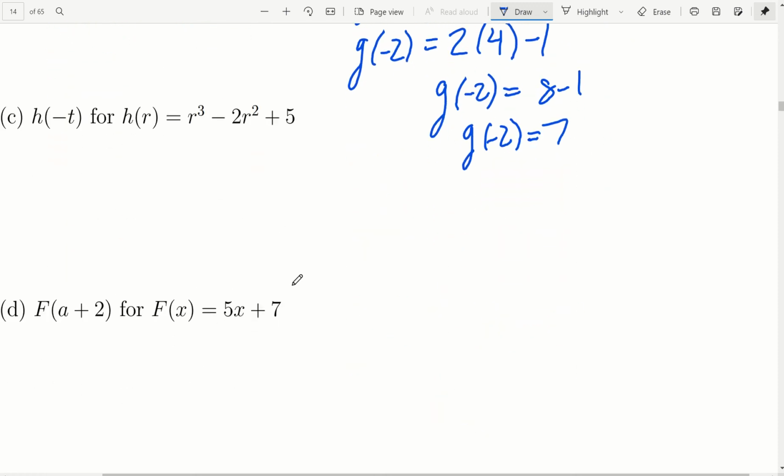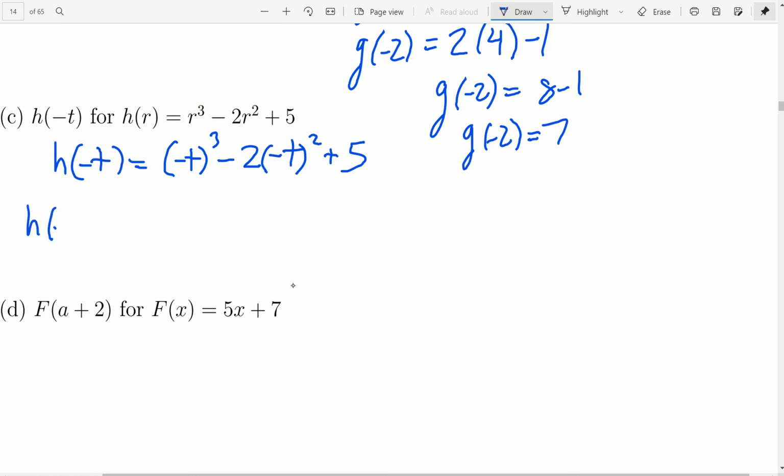Let's take a look at the next one. We want to find h of negative t. So we're evaluating this function. Here h is a function of r, so the independent variable was r. Everywhere we see an r, we're replacing it with negative t. So it should look like this. Once we have it substituted in, we just want to simplify this.